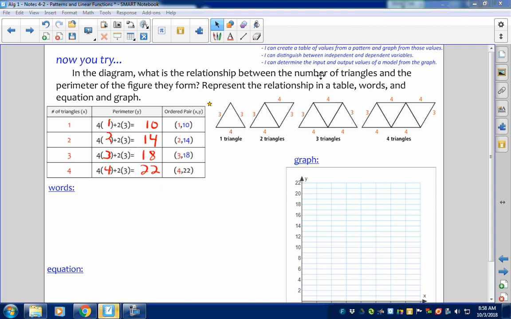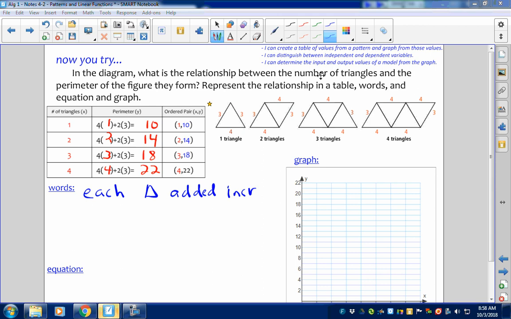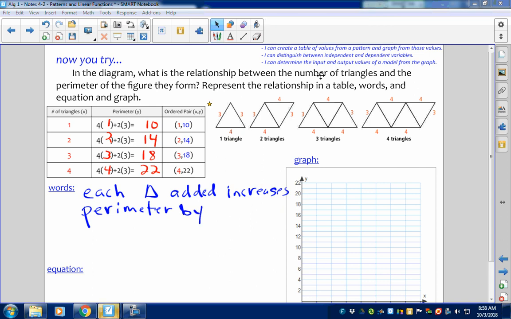It goes up by 4, yeah. Each triangle added increases perimeter by 4. So we're going to take that 4 and translate it into an equation down here.